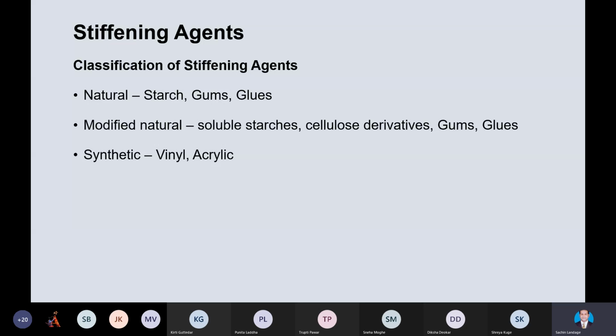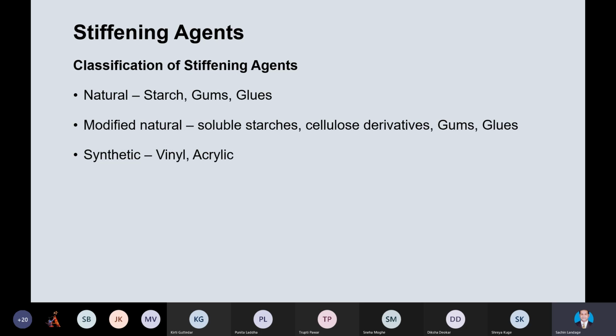Then cellulose derivatives, like carboxymethyl cellulose, CMC, that also we can use. Hydroxyethyl cellulose we can use, methyl cellulose we can use. One more is hydroxypropyl cellulose, we can use it. So these are the various cellulose derivatives we can use as stiffening agents.